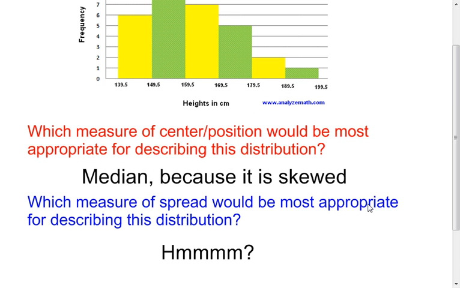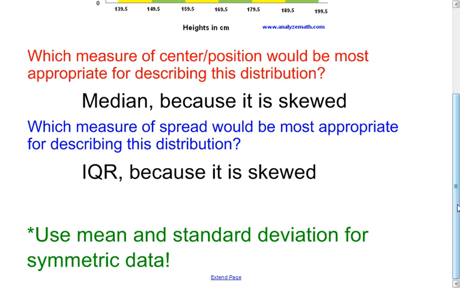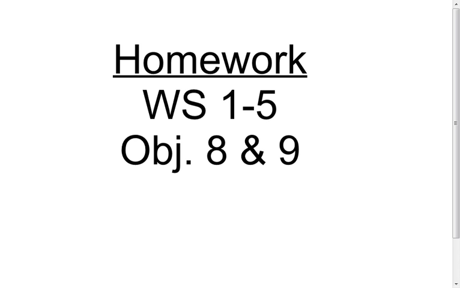Then if you would like to describe the distribution, that's how spread out it is, you're going to decide between describing it with the IQR, or the interquartile range, or describing it with the standard deviation. And again, you'll use standard deviation if it is symmetric data. This one is skewed, and so the IQR would be best to describe that. You'll use the mean and the standard deviation for symmetric data. All right, and that's it.